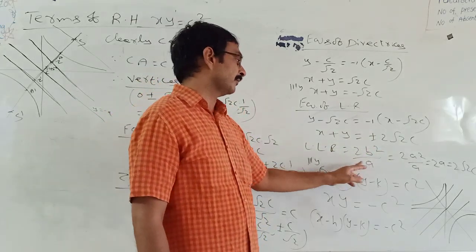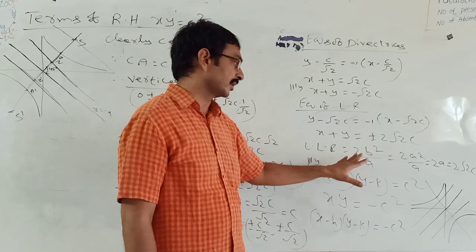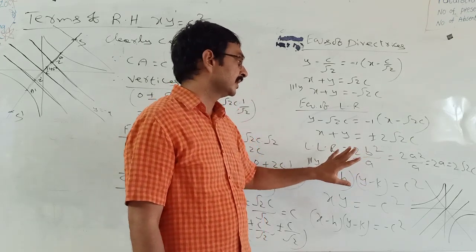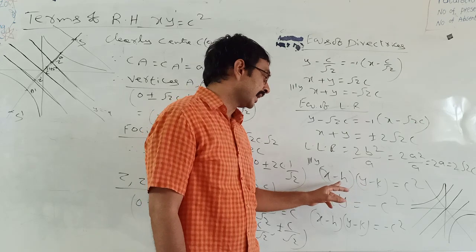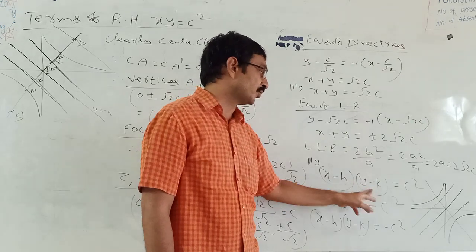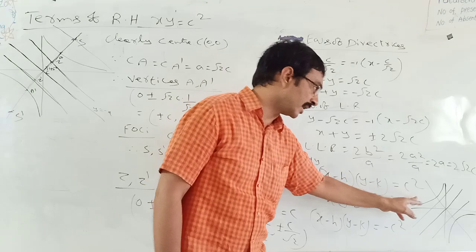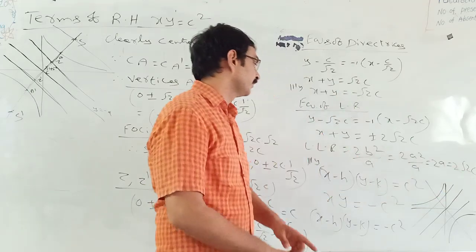No change in the length of the latus rectum, because there is no change in length in any direction. So the length of the latus rectum of (x − h)(y − k) = c² is also 2√2 c.